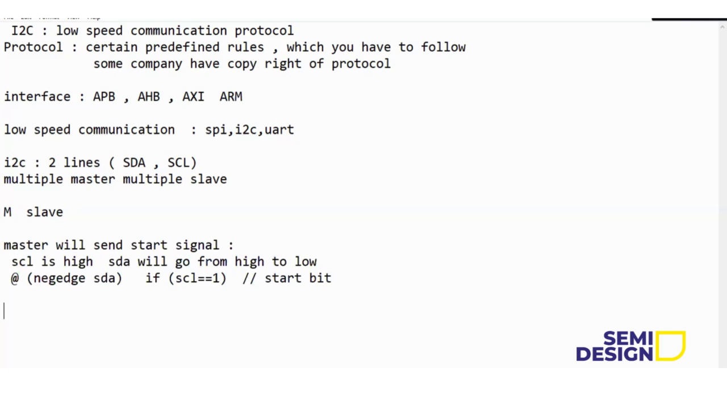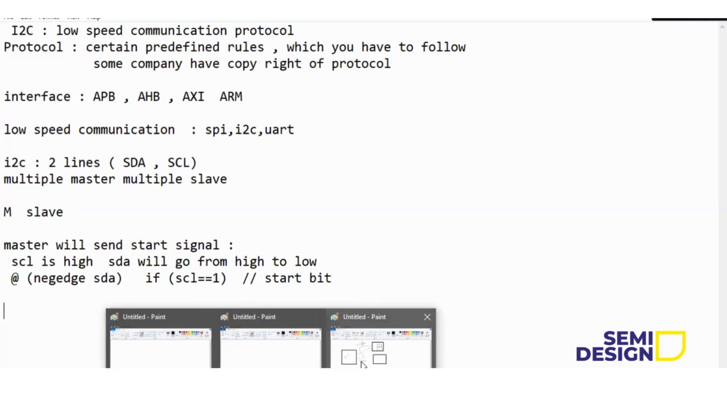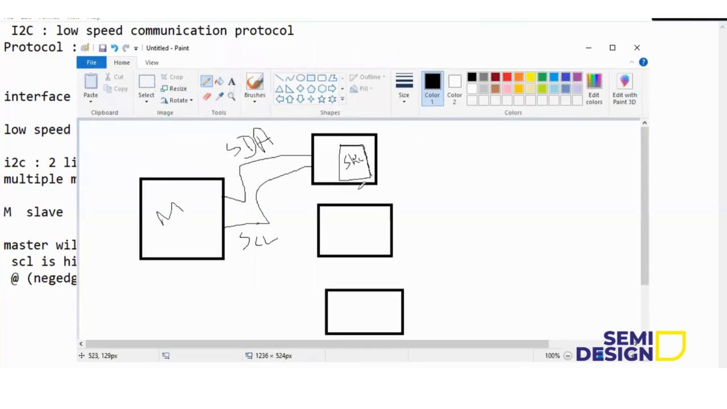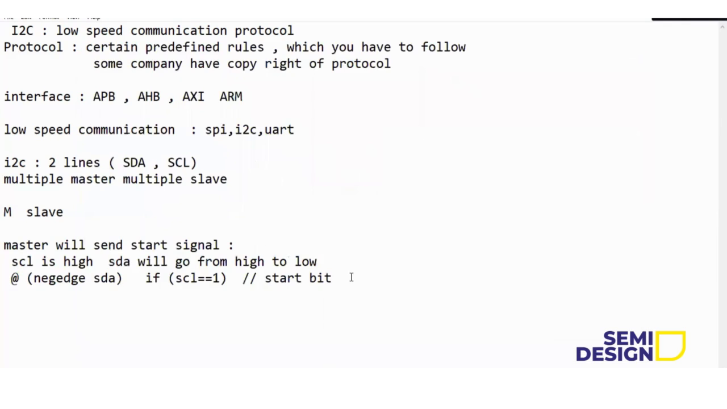So now what will happen? I have 3 slaves here. All the 3 slaves will get the acknowledgement that the master is going to start the transaction. So the master will send the start signal first. Then second, what will the master do? It will send the address. Which address will it send? The slave address. I have 3 slaves, so in which slave do I need to do the transaction? That slave address the master will send.